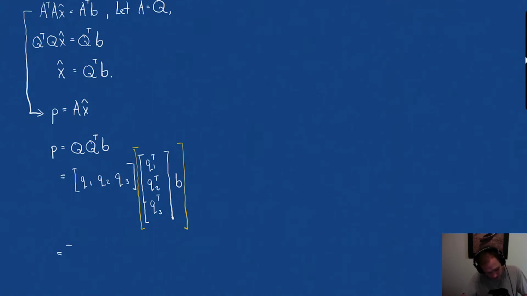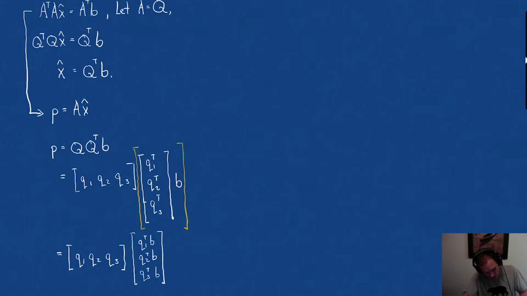So I'm going to leave my first matrix untouched. So Q1, Q2, Q3 times, well, think about this. This is a row times a column, and that's just some number. So let's write that as Q1 transposed B, Q2 transposed B, and finally Q3 transposed B. Now remember, each of those is just a component of this column vector.